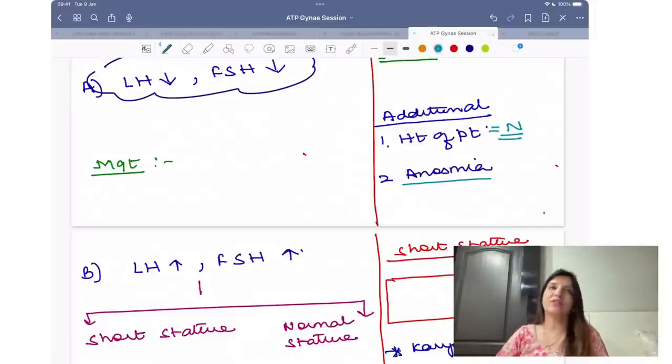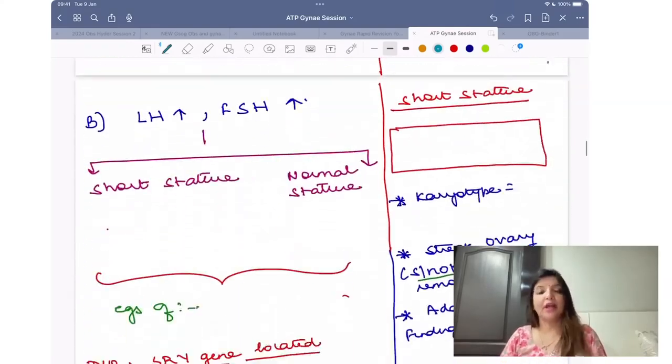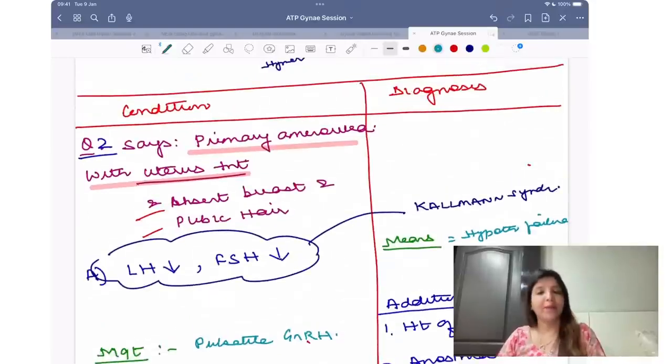As I told you, in the whole of gynae, it's very easy to talk about management. Why? Because whatever is deficient, you have to give that. What is deficient in Kallmann syndrome? GnRH is deficient. So we have to give GnRH. How to give it? In a pulsatile manner. So pulsatile GnRH, right?